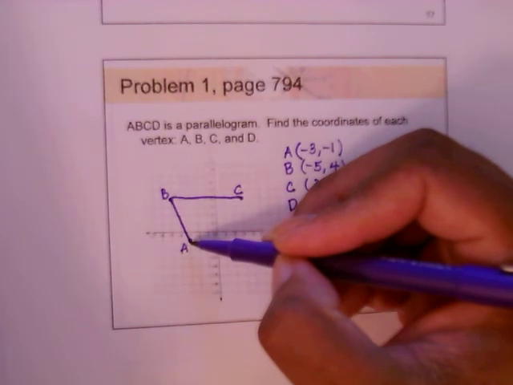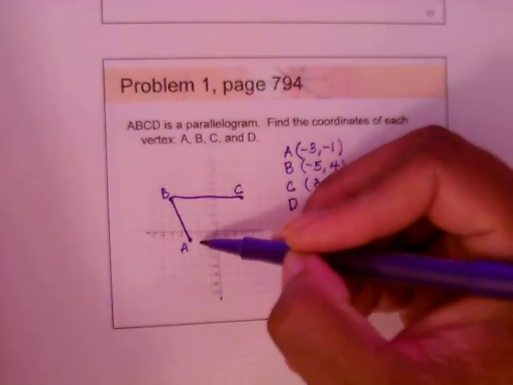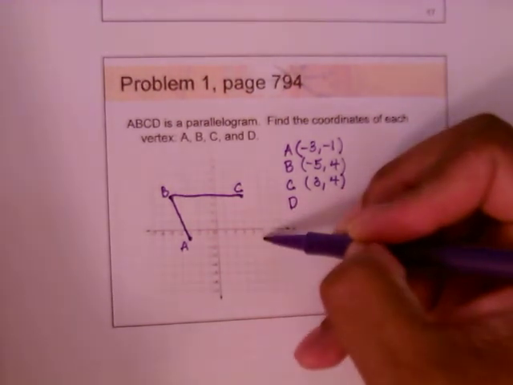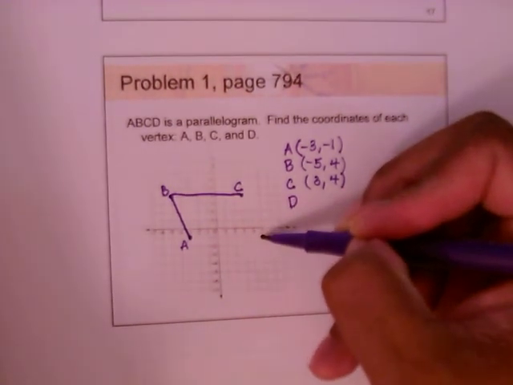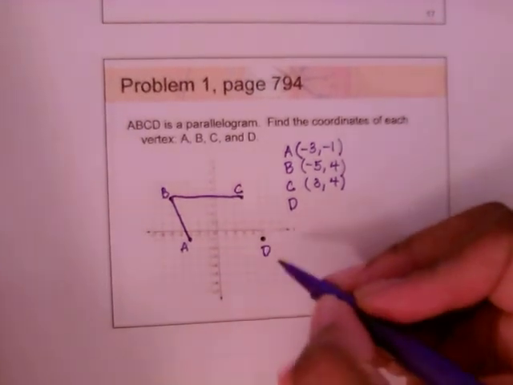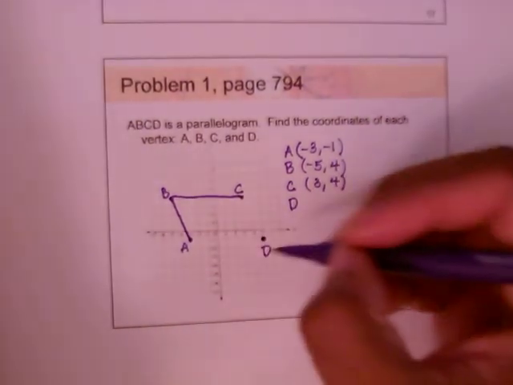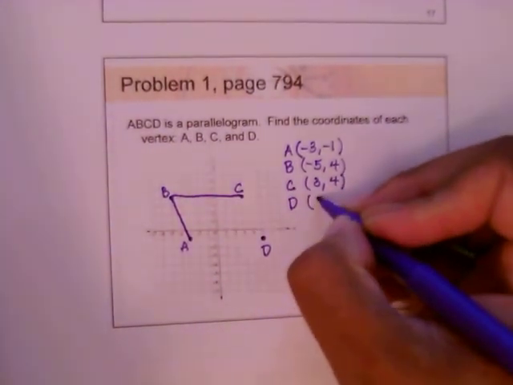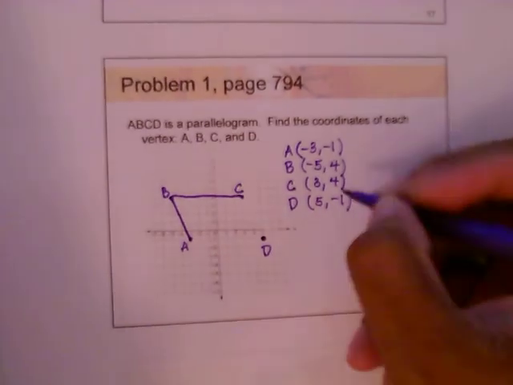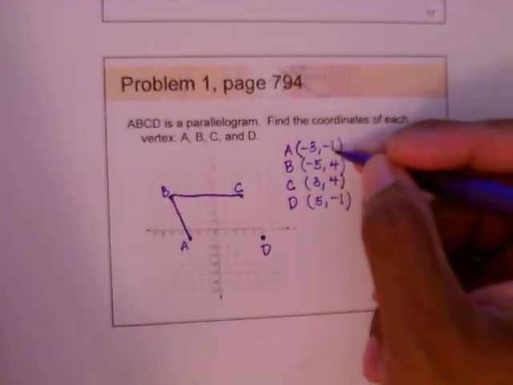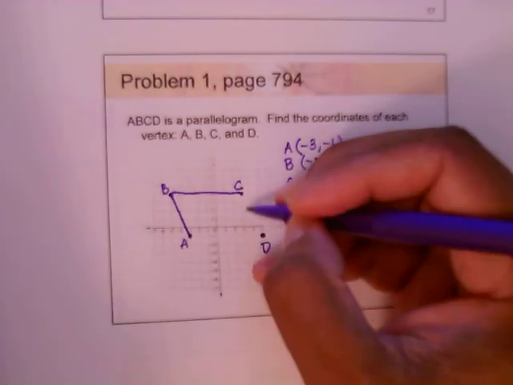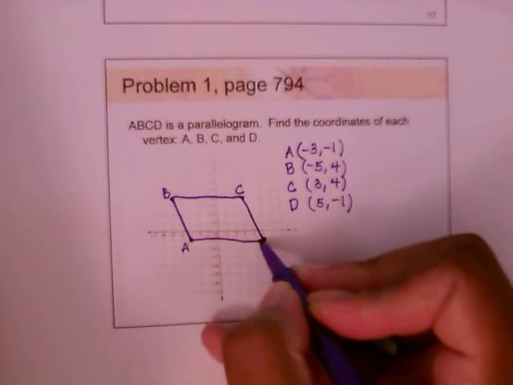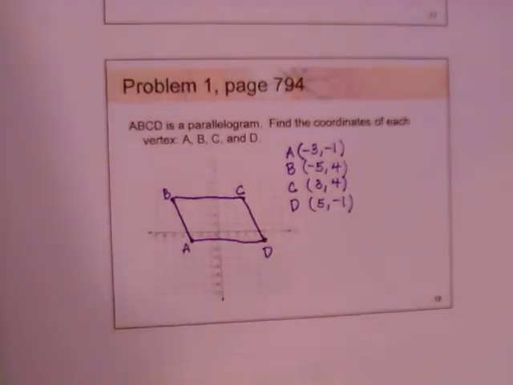So here, I'm going to start where A is and count over 1, 2, 3, 4, 5, 6, 7, 8. Here's where D is. And the ordered pair for D will have to be, in this case, (5, -1). And notice if you look at A and D, the y coordinate for A and D are the same. So that point makes up parallelogram ABCD.